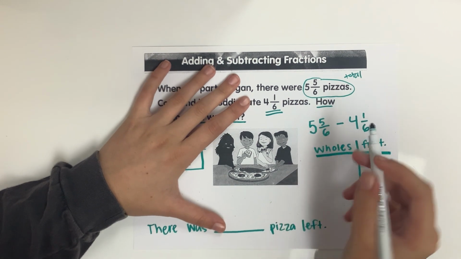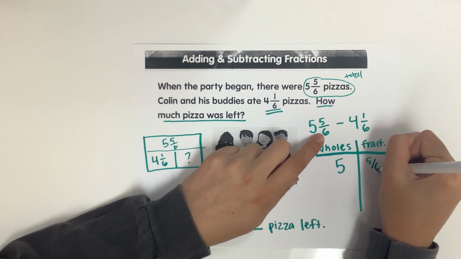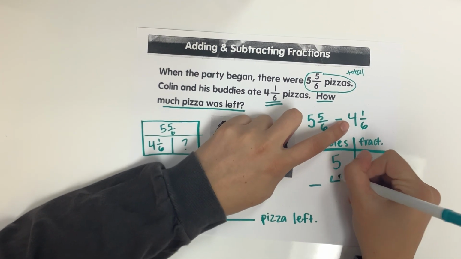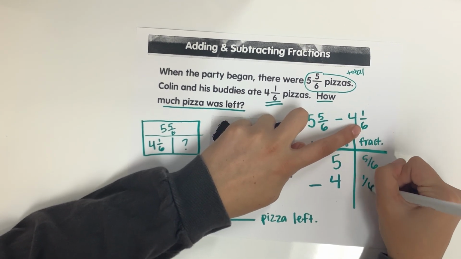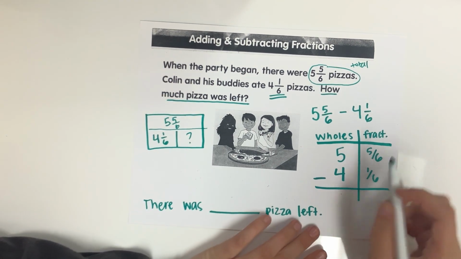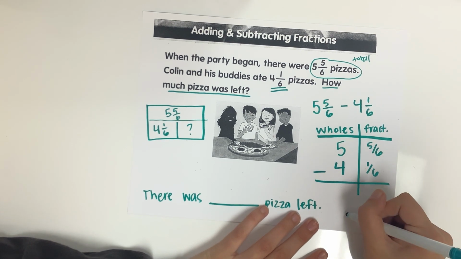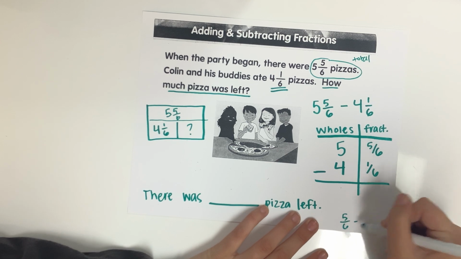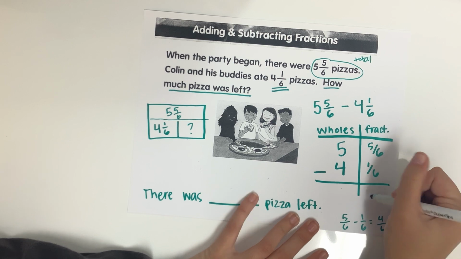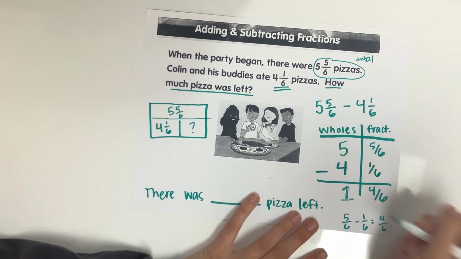Okay, so my whole number is 5, and my fraction is 5/6. Now I'm going to subtract, I'm going to take away 4 wholes and 1/6. So what do I have left? Well, 5/6 minus 1/6, I know that if I have 5/6 and I take away 1/6, that's going to leave me with 4/6. So 4/6. 5 minus 4, I have 1 whole left over.